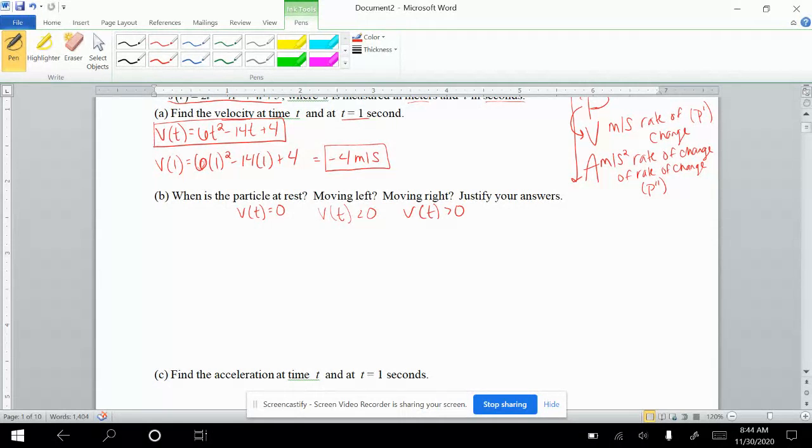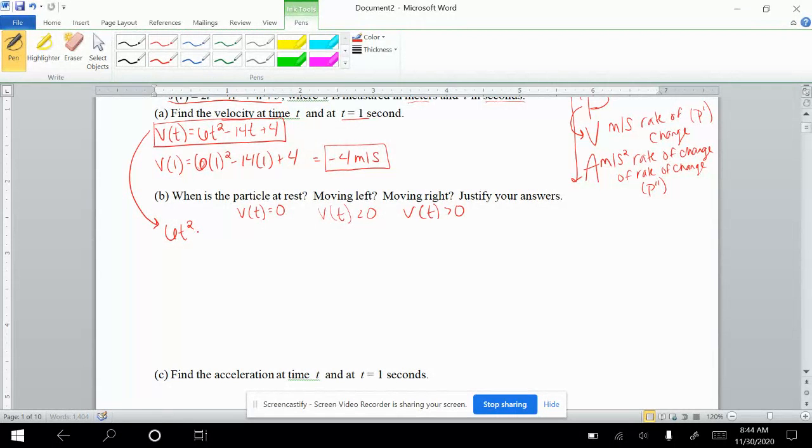So those are the three things we're going to look at. In this problem, if we're trying to figure out when our particle is at rest, we have to figure out when our velocity equals 0. And we have our velocity function from right here. We have to set that equal to 0 to figure out when our particle is at rest.